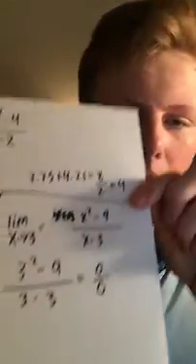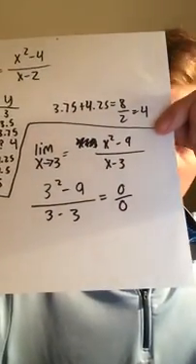So 3 squared minus 9 over 3 minus 3 equals 0 over 0. Well, that is a bit of a problem because that cannot be our limit, as it is undefined with 0 in the denominator. So what we are going to have to do is investigate further. So the way we are going to do that, we are going to try to factor.